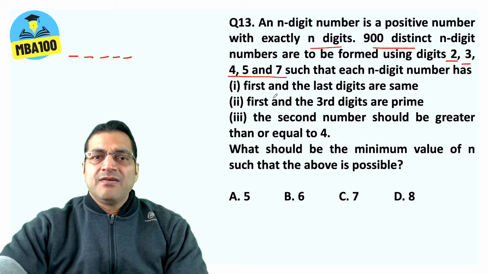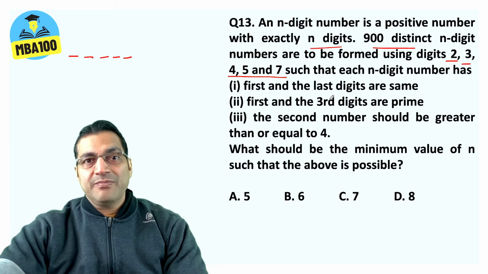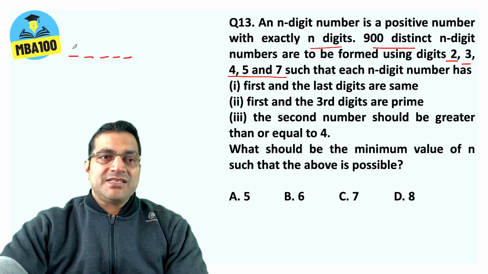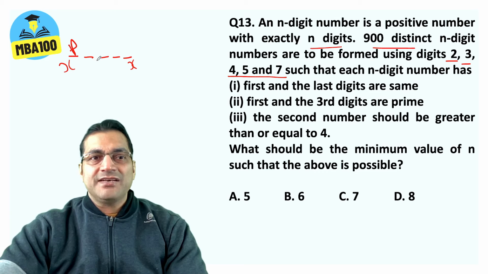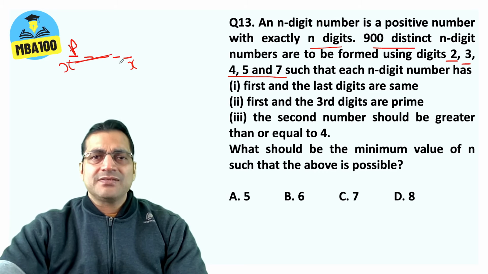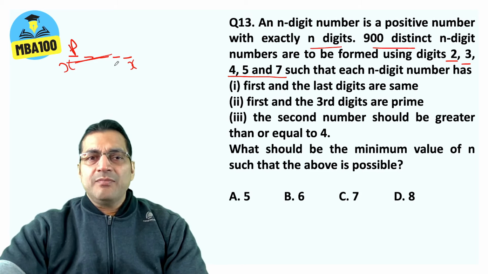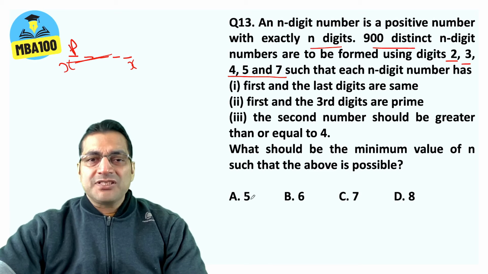First and the last digits are the same. First and the third digits are prime. So the third will also be a prime number then. First and last are the same, so if this is x, and first and third are prime, this will also be prime. We'll come back to this. The second number should be greater than or equal to 4. What should be the minimum value of n such that the above is possible? The options are 5, 6, 7, 8.